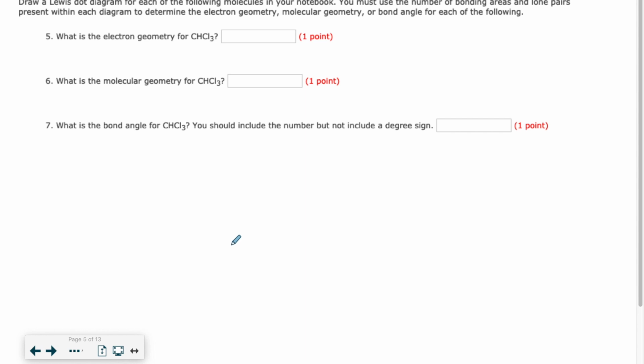All right, for our next molecule here, we have CHCl3. So I'm going to have a carbon in the middle with 4 valence electrons. I have a single hydrogen. And then I have my 3 chlorines that are going to bond around it.